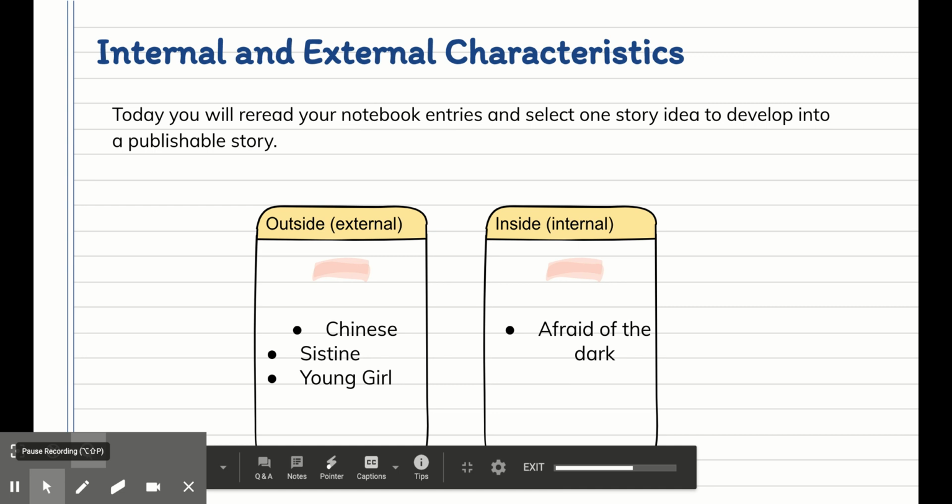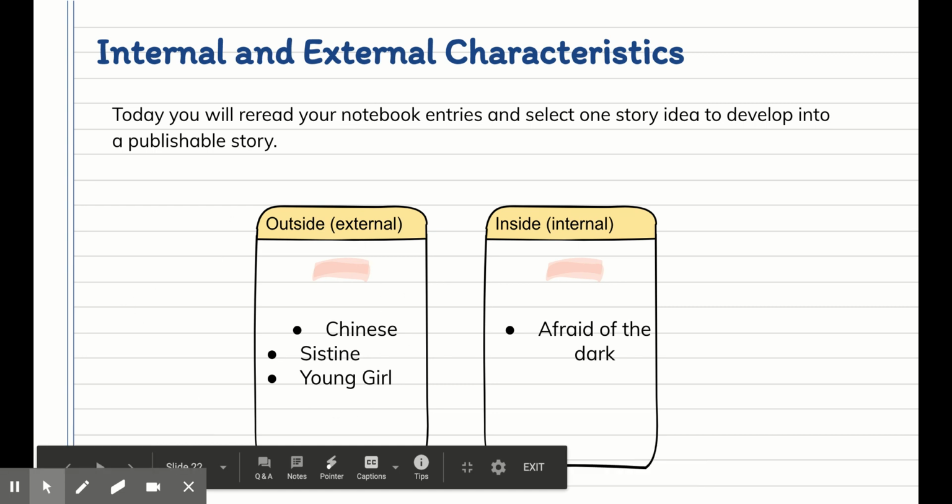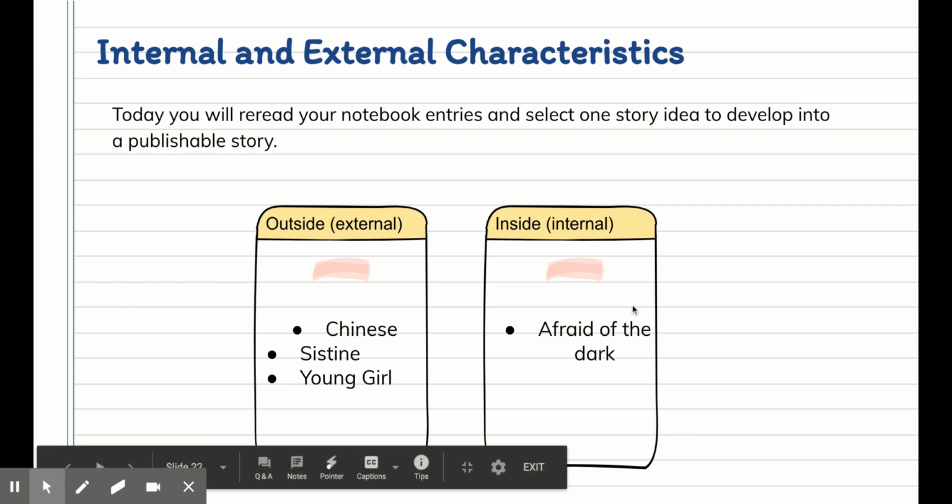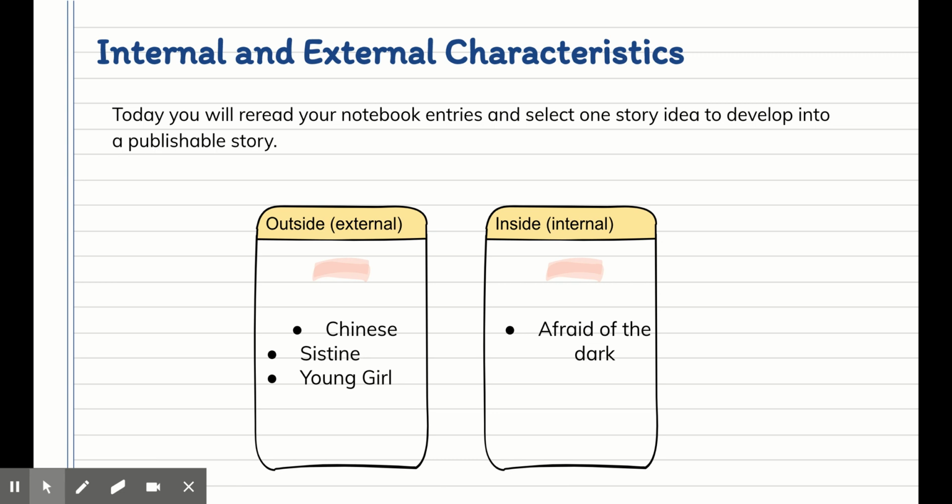So external traits or characteristics are things that you will see on the outside. And internal traits are what someone is feeling on the inside. So see how I came up with this character, and it wasn't just random things I put together. It was from my idea, and it fits together. There's this girl, she's Chinese. Her name is Sistine, and she is afraid of the dark.